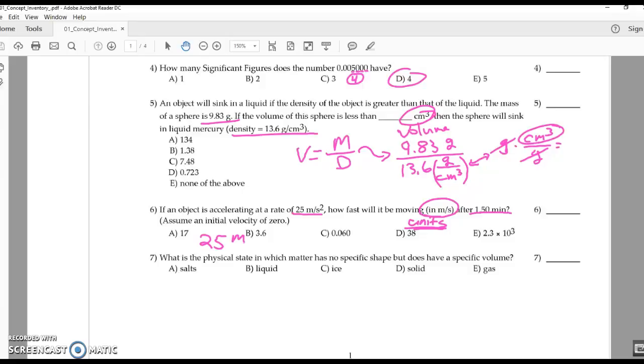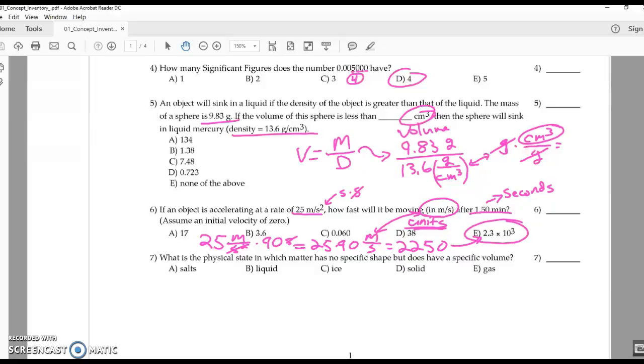So 25 meters per second squared times 90 seconds. Now I converted this to seconds. That way I can cancel an S here and an S here, leaving me with 25 times 90 meters per second. But remember, this S squared means S times S, so I just canceled 1. Cool. So now I have the right units. That tells me that I have the right answer. So 25 times 90 is 250, and that in exponential notation is this, with the correct number of significant figures.